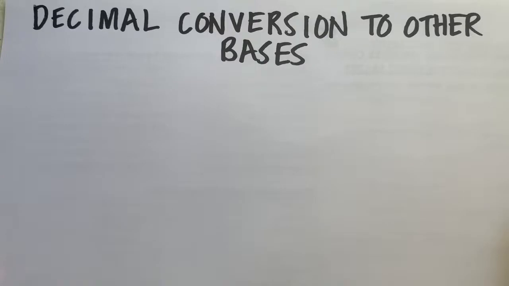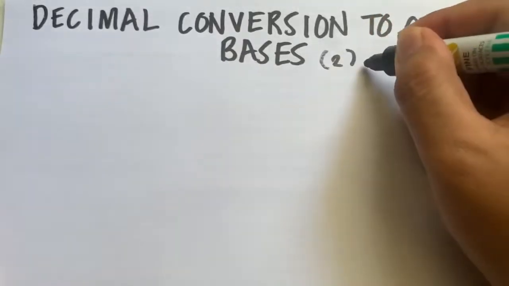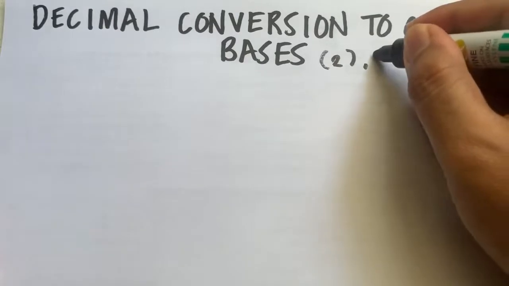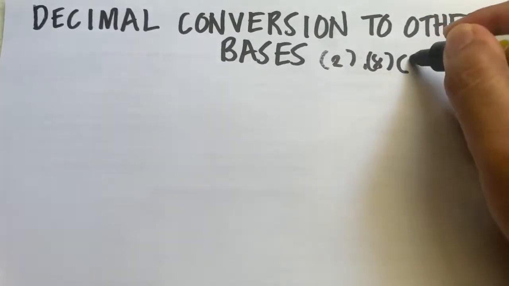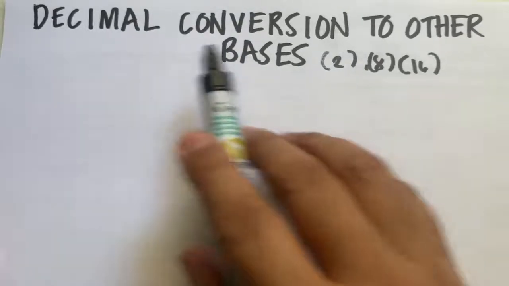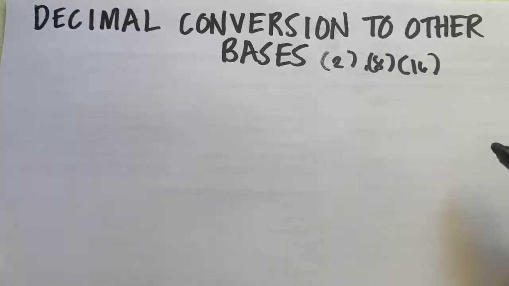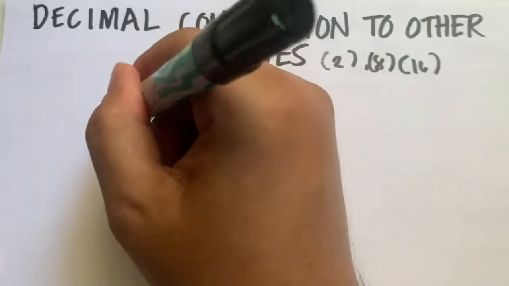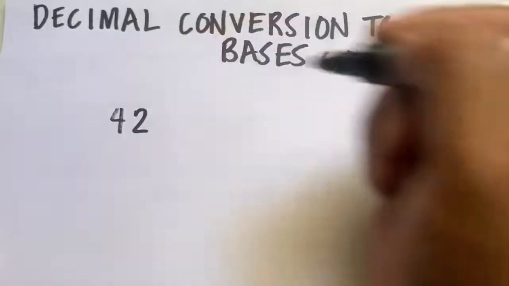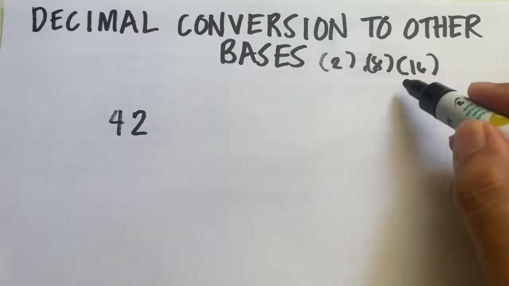Hi guys, in this video tutorial, I'm going to teach you how to convert the decimal number system to other bases such as base 2, base 8, and base 16. Given a number in decimal, I'm going to teach you how to convert it to base 2, base 8, and base 16. Say for example, we are given the decimal number 42. How do we convert this to base 2, base 8, and base 16?